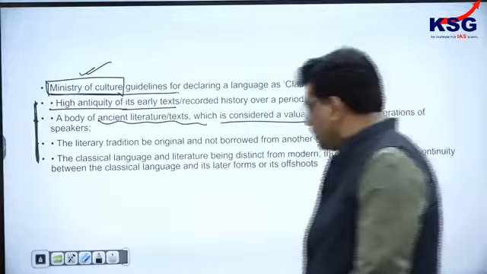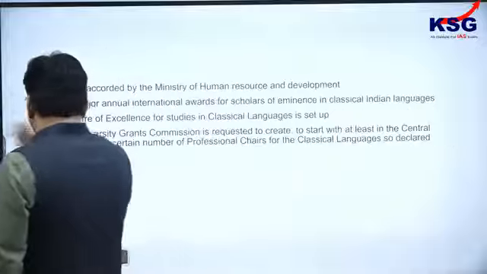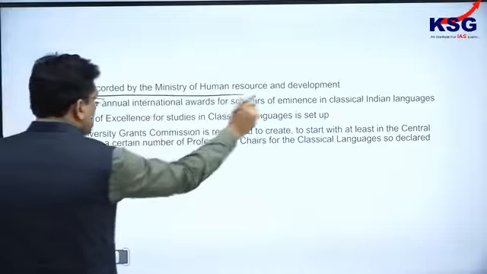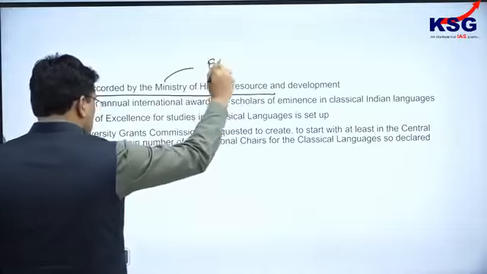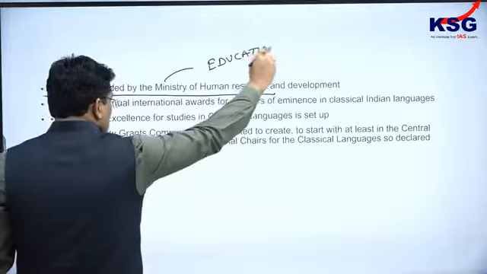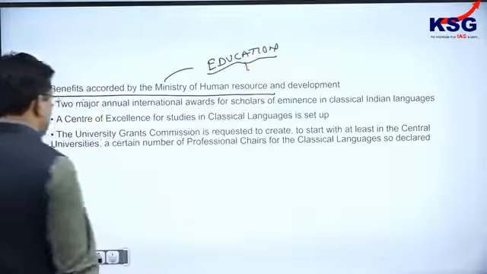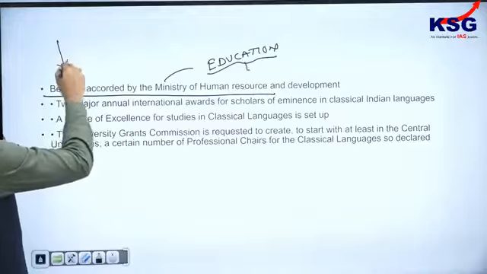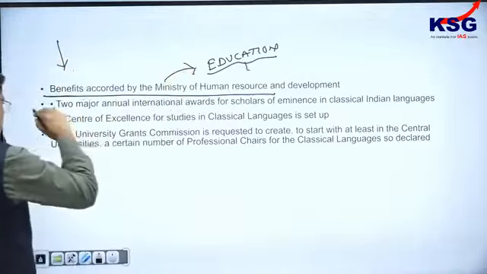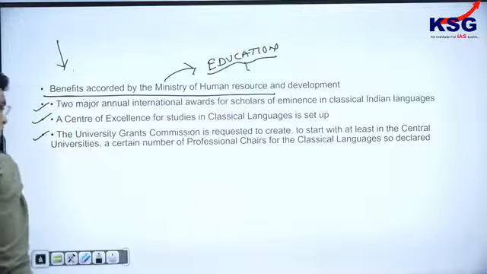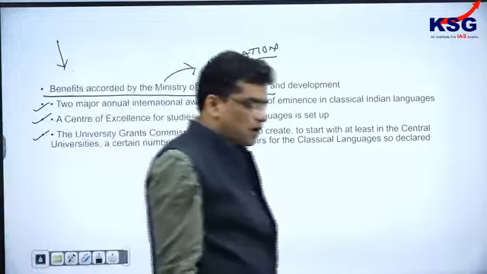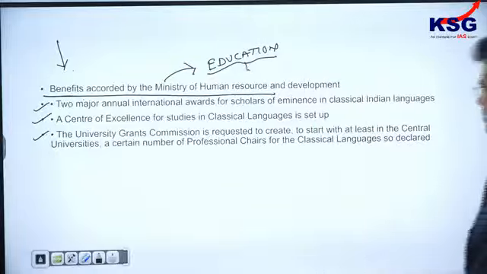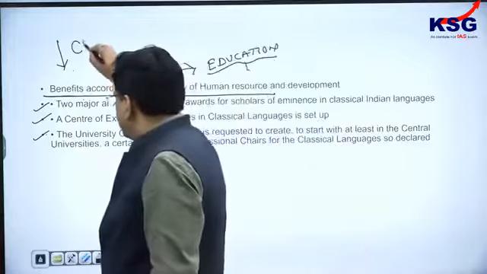So what benefit do you get when you declare a language as a classical language? The Ministry of Culture declares a language as classical, but the Ministry of Education, formerly the Ministry of Human Resource Development, then follows the guidelines on what the advantages are. So the Ministry of Culture declares it and the Ministry of Education implements it.